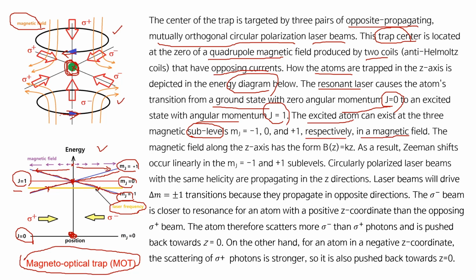The magnetic field along the z-axis has a linear form, KZ. So as a result, J1 shifts occur linearly in the mj equals -1 and mj equals +1 sublevels. No change if mj equals 0. Circularly polarized laser beams with the same helicity are propagating in the z directions, so in opposite directions, the sigma plus and sigma minus laser beams.